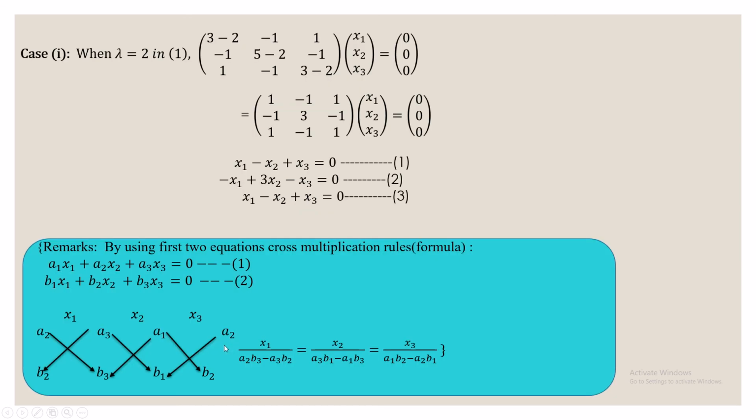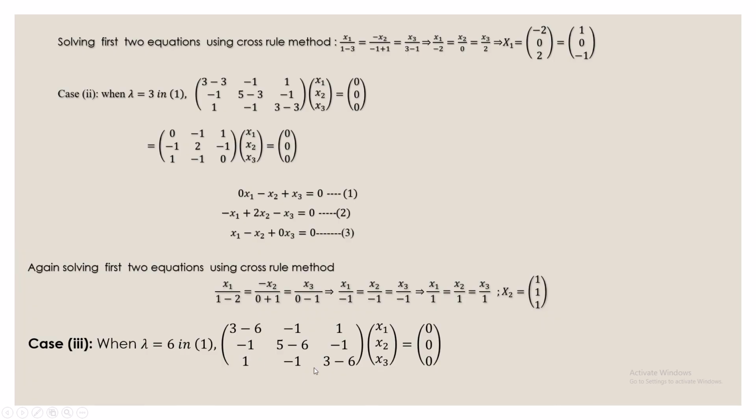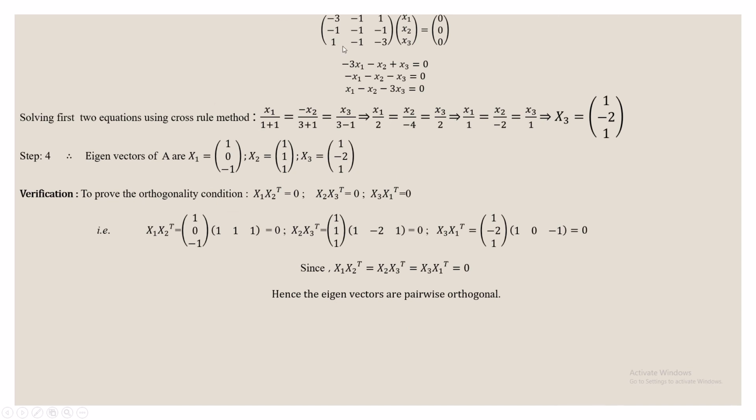You have to substitute it in equation 1. Which one is your equation? This is your equation 1, lambda equal to 6. You substitute and you will get this matrix. Then after matrix multiplication, you get another set of equations. Again solve the first two equations by applying the cross multiplication rule method. You get the final eigenvector X3.